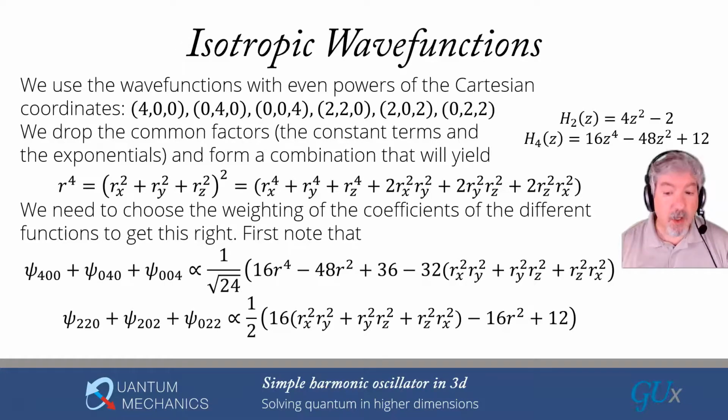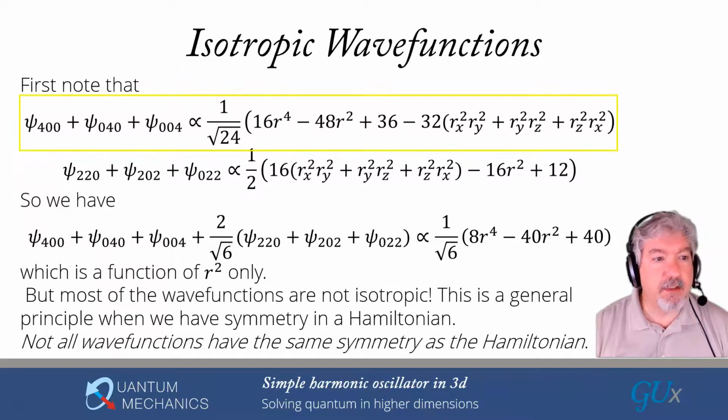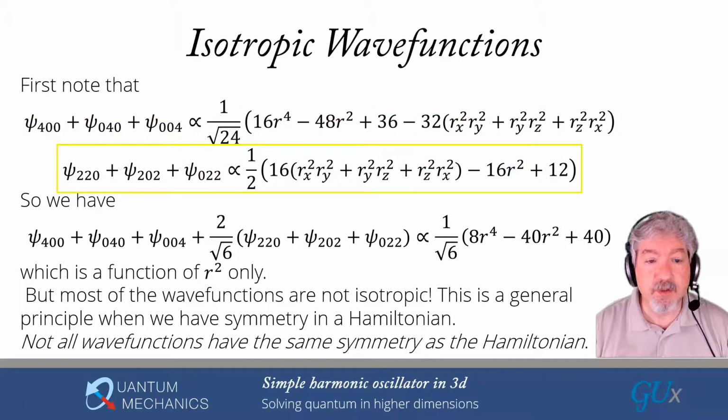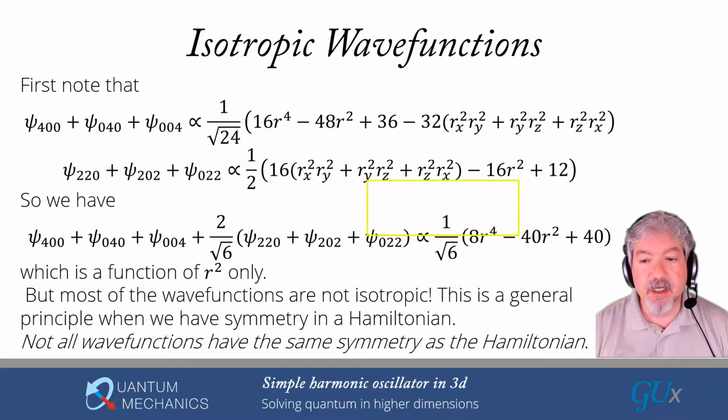You can do that. All right, we have to find the right linear combination of these to get rid of the cross terms. So first you have to note that psi 400 plus psi 040 plus psi 004, that's the expression we got before, the same with the psi 220 terms. Now, if I multiply the psi 220 terms by 2 over square root of 6, and I write 1 over square root of 24 as 1 over 2 root 6, and I bring that 1/2 in, you see I'm going to get 1 over root 6 times 8r to the fourth.